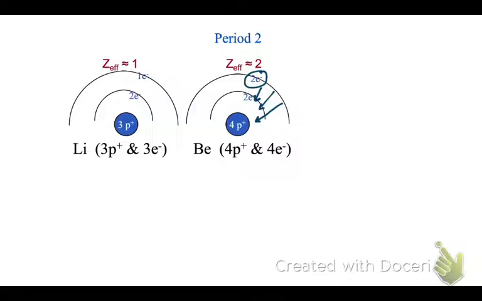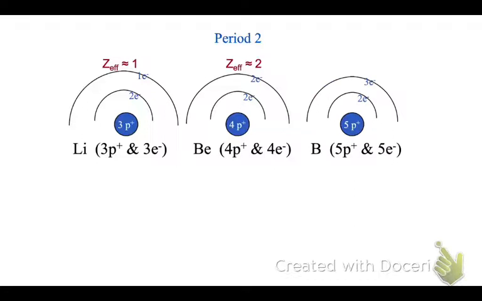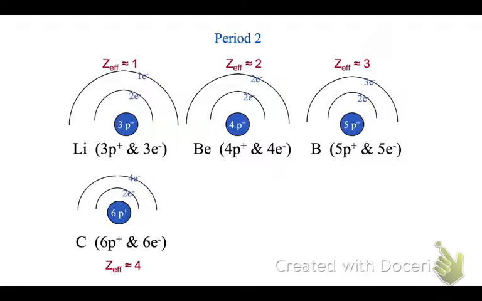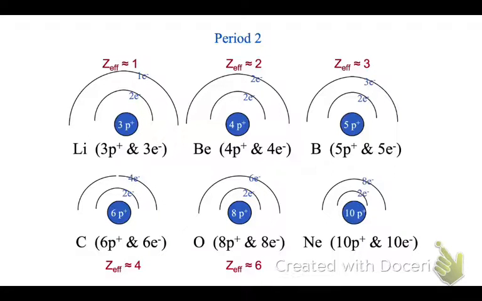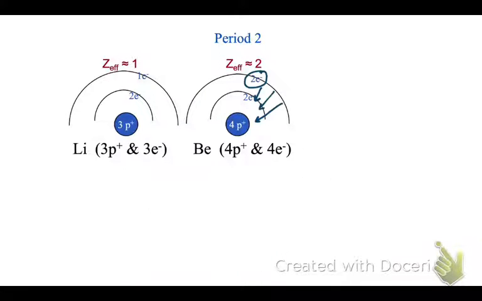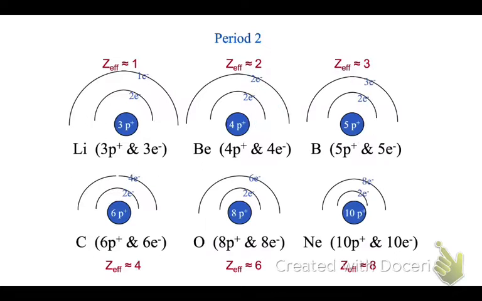And as I keep going, it gets smaller and smaller because the effective nuclear charge keeps getting higher and higher and higher. So these electrons are attracted more and more and more to the nucleus. So neon is the smallest element when it comes to period 2.